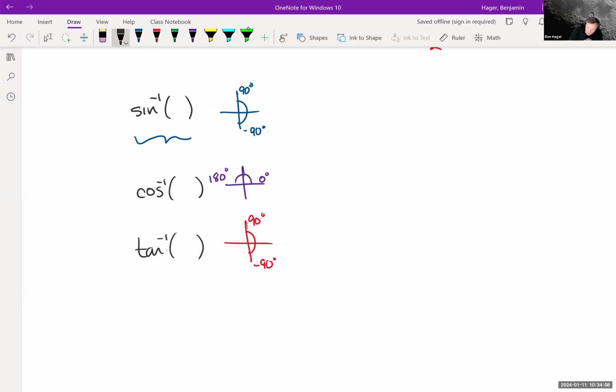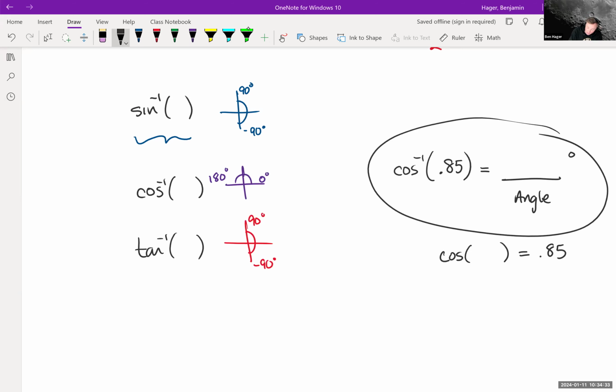And if you were to type into the calculator, hey, what's cosine inverse of 0.85? It'll give you some answer in degrees or radians, whatever you want to work in. But remember, that is not the only angle that you could plug into cosine and get that out. There's infinitely many angles you could plug into cosine to get 0.85. The one that the calculator is going to tell you is going to be the only one living in that region. And if you want any other ones, you've got to go find them.